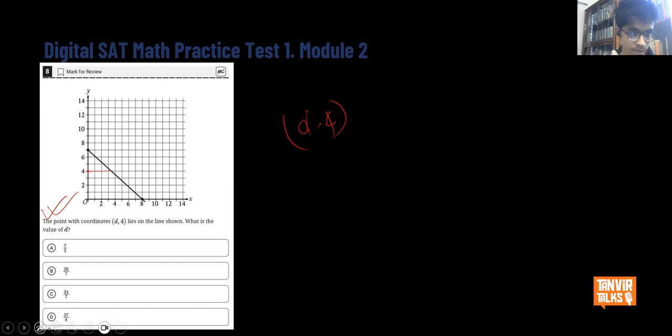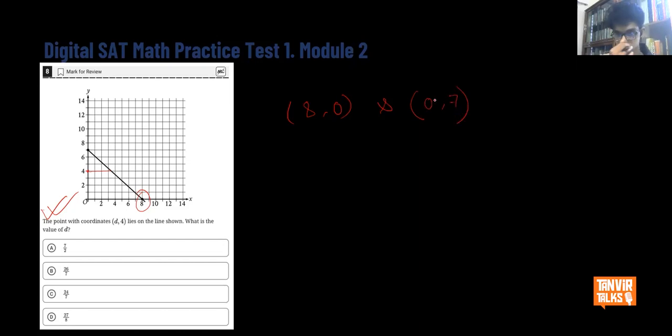So we can actually find it this way. We have to find the equation for this line. So how can you find the equation of a straight line when you know the intercepts of the line, right? We know the intercept points, which are (8, 0) and (0, 7). So we can find the equation from here.